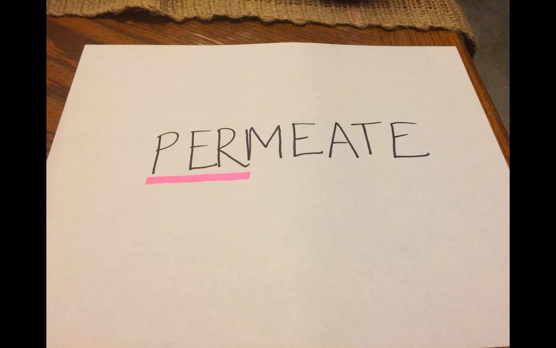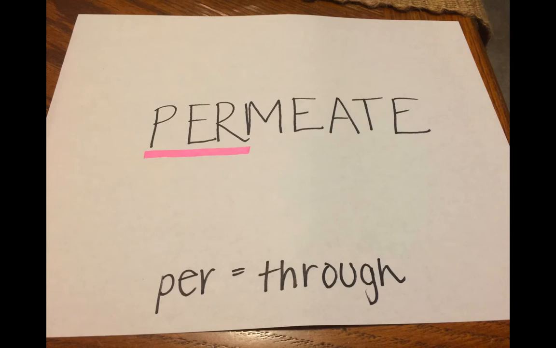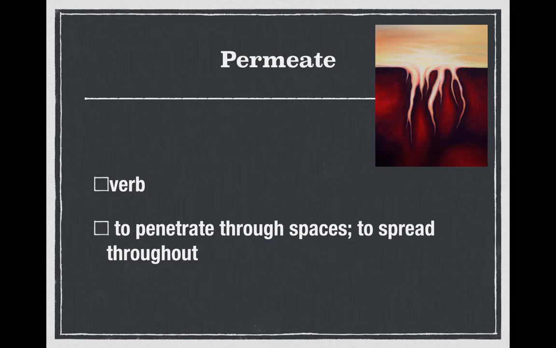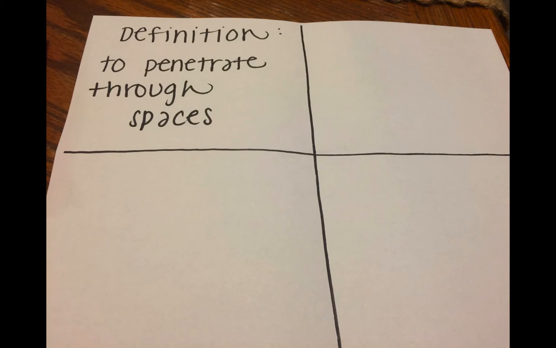And then also on the front of the note card, to remind yourself of the definition of per, write per equals through at the bottom. And this completes the front of your note card. If you flip your note card over to the back, you're going to need to divide it into 4 sections. You could do this by folding your note card to make sure that the boxes are equal. In the upper left-hand box is where we're going to write the definition. Mine looks like this. So the definition is to penetrate through spaces.